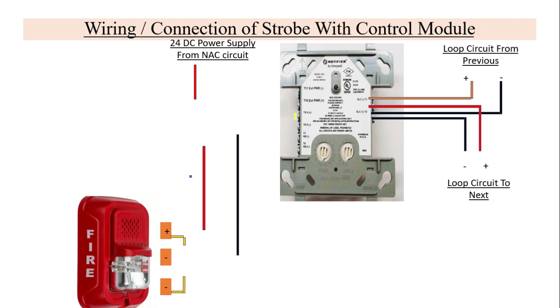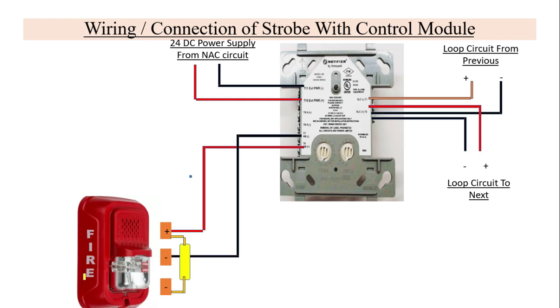Now let's do the wiring for the 24 volt DC power supply from NAC. Here the 24 volt supply is given, plus here and minus here. So up to here we have provided the 24 volt supply to this control module, and the loop circuit is already connected. Now let's connect this to the Hooter. From here plus is connected and given to the plus terminal of this fire alarm strobe, and negative to the negative side.